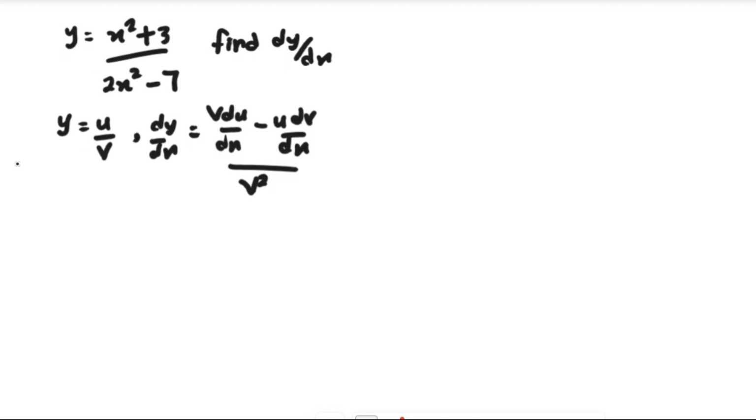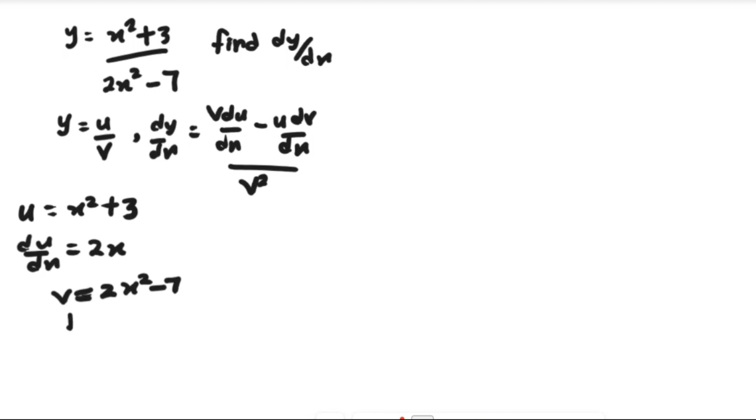So now, we are taking our u to be the numerator, so our u is equal to x squared plus 3. For du/dx, when you differentiate x squared, you get 2x, and if you differentiate 3, you get 0. So our du/dx will be 2x. Our v is equal to the denominator, so our v is equal to 2x squared minus 7. For dv/dx, if you differentiate 2x squared, you get 4x, and if you differentiate minus 7, you get 0. So our dv/dx here will give us 4x.